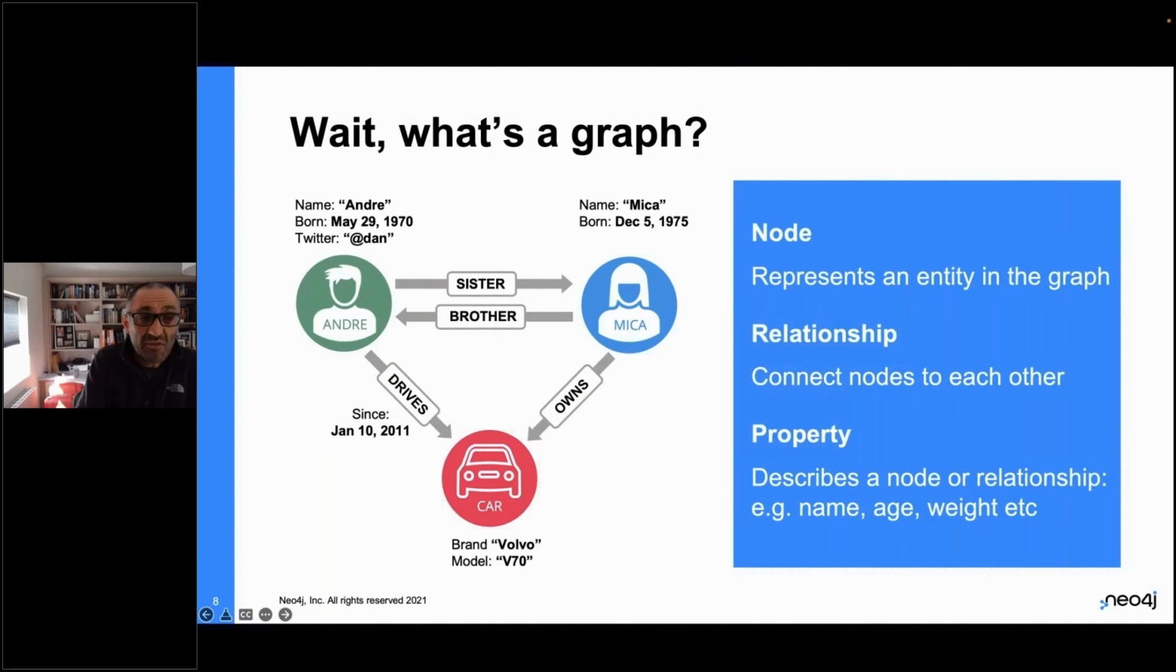And you can also see there's other things in this graph that aren't people. So I can see that Mika owns a car. It's a Volvo, and that's because Neo4j started in Sweden, and we do like to mock our ancestry. And Andre drives that car, so Andre's obviously scrounging that car.